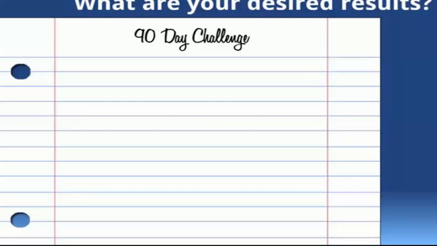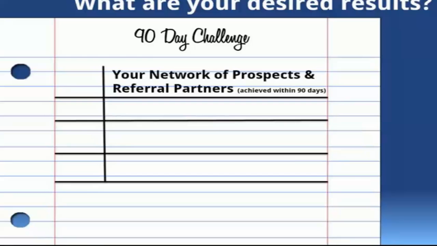So here it is. It looks like everybody's good. Think about this question and write it down for yourself. How many people would you ultimately like to bring into your referral network? We're talking about direct prospects, for one, and potential referral partners within the next 90 days.